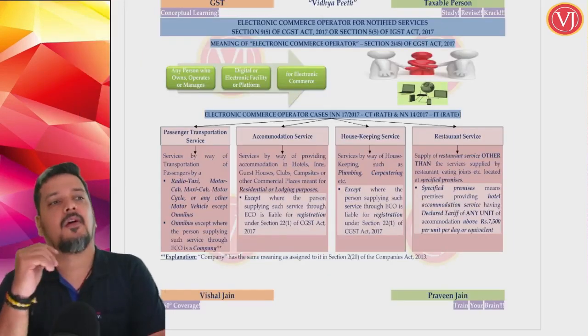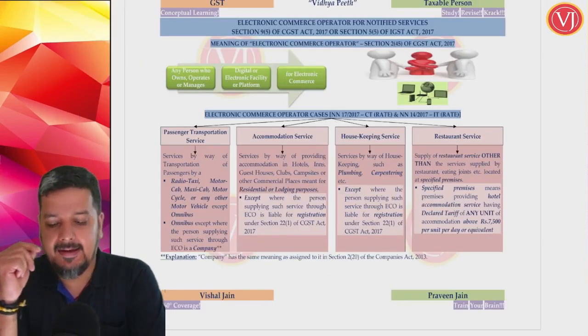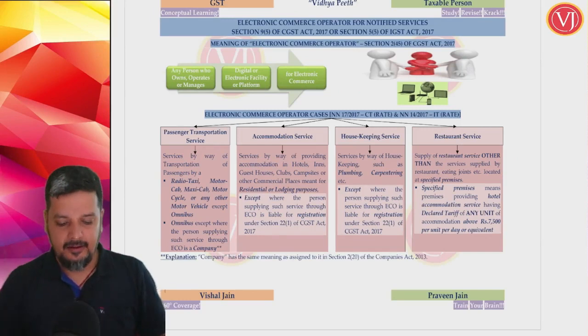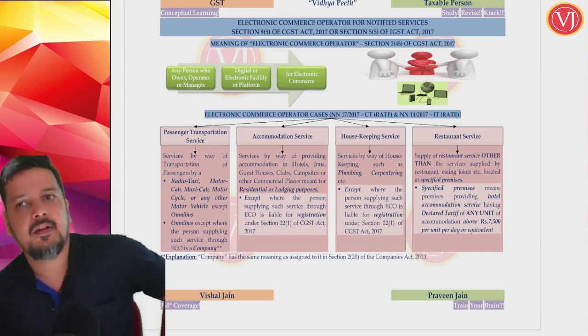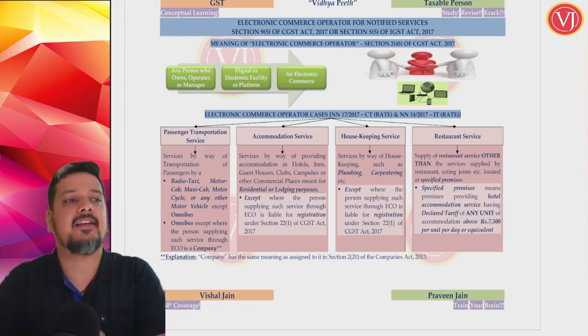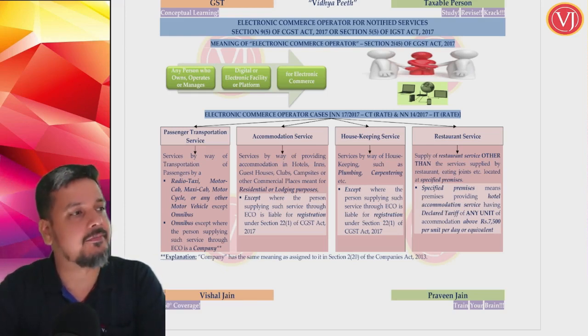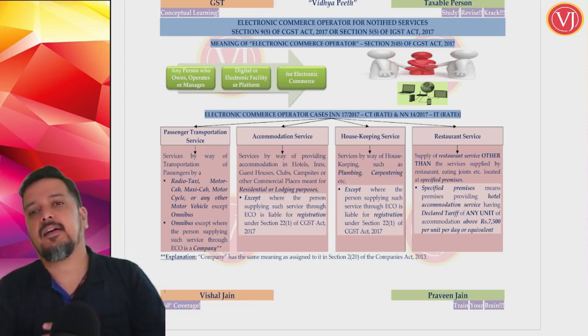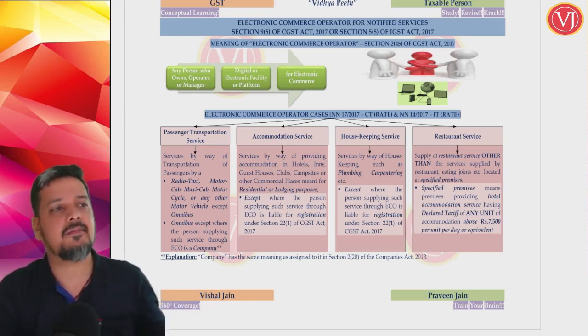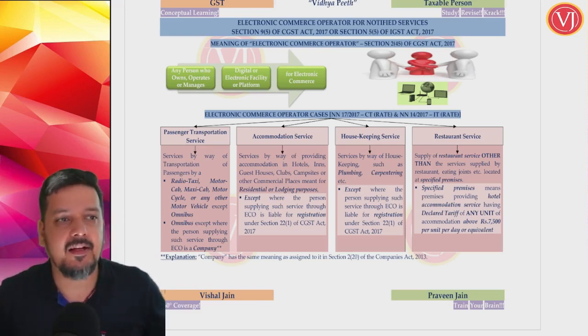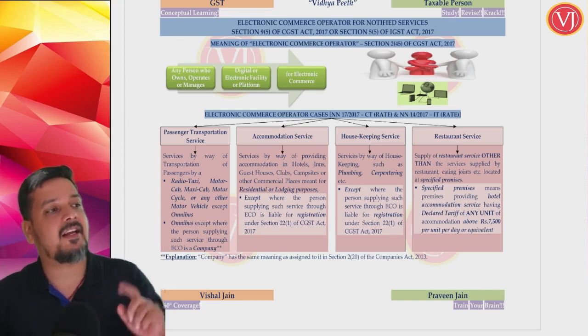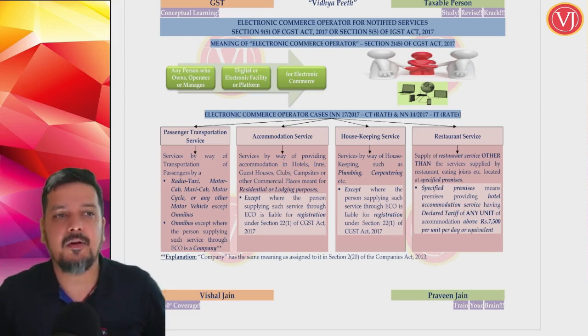Now, talking about your section 9(5). Section 9(5) talks about a situation where it is neither RCM nor FCM. Neither will the supplier pay tax under FCM nor will the recipient pay tax under RCM. It is a third party, the electronic commerce operator, who will pay tax on behalf of both supplier and recipient.